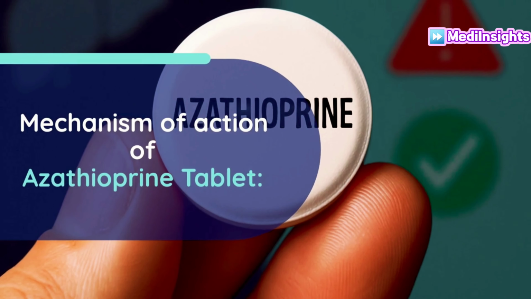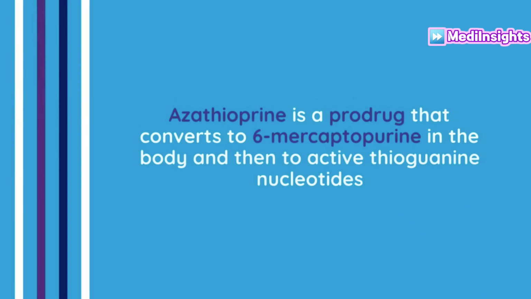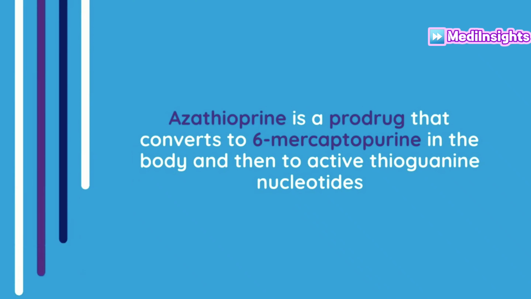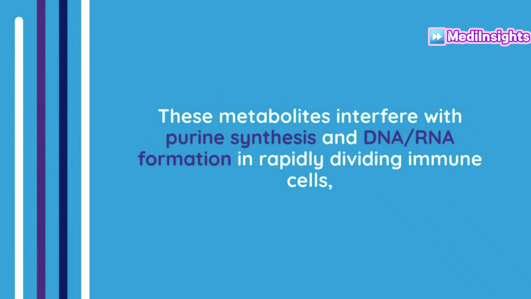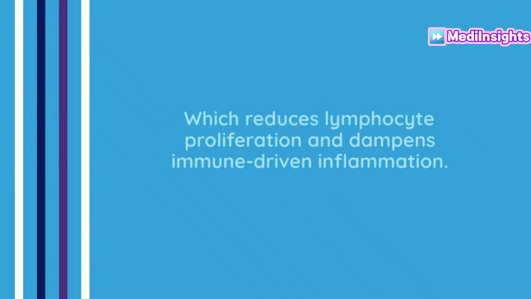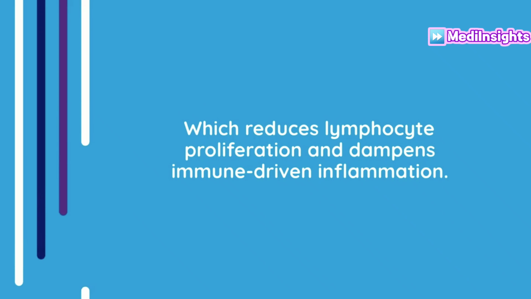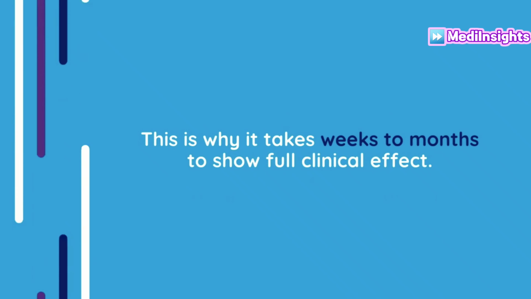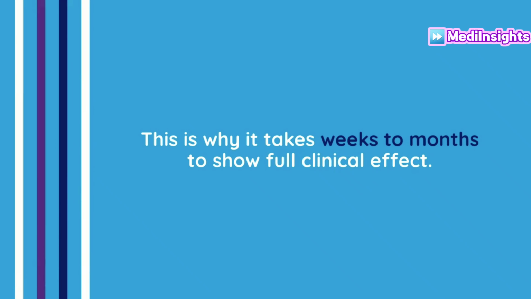Next, mechanism of action of Azathioprine Tablet. Azathioprine is a prodrug that converts to 6-mercaptopurine in the body and then to active thioguanine nucleotides. These metabolites interfere with purine synthesis and DNA or RNA formation in rapidly dividing immune cells, which reduces lymphocyte proliferation and dampens immune-driven inflammation. This is why it takes weeks to months to show full clinical effect.